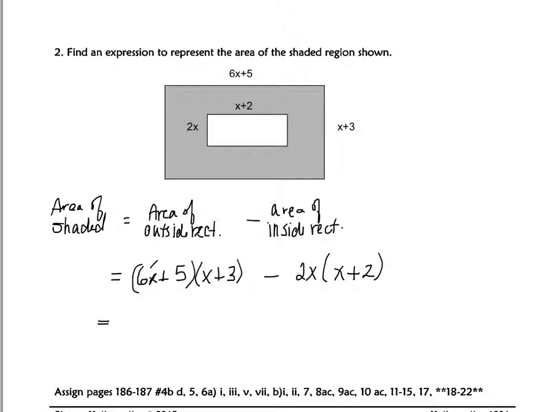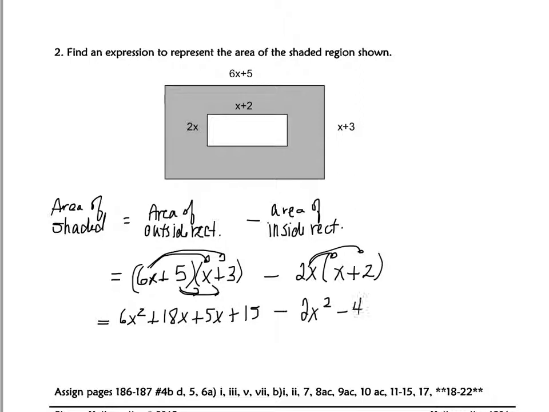So 6x times the x is going to give you 6x squared plus the 18x plus the 5x plus the 15. And then you got minus, and I'm going to distribute that minus 2x to both of these terms. So it becomes minus 2x squared and minus 4x.